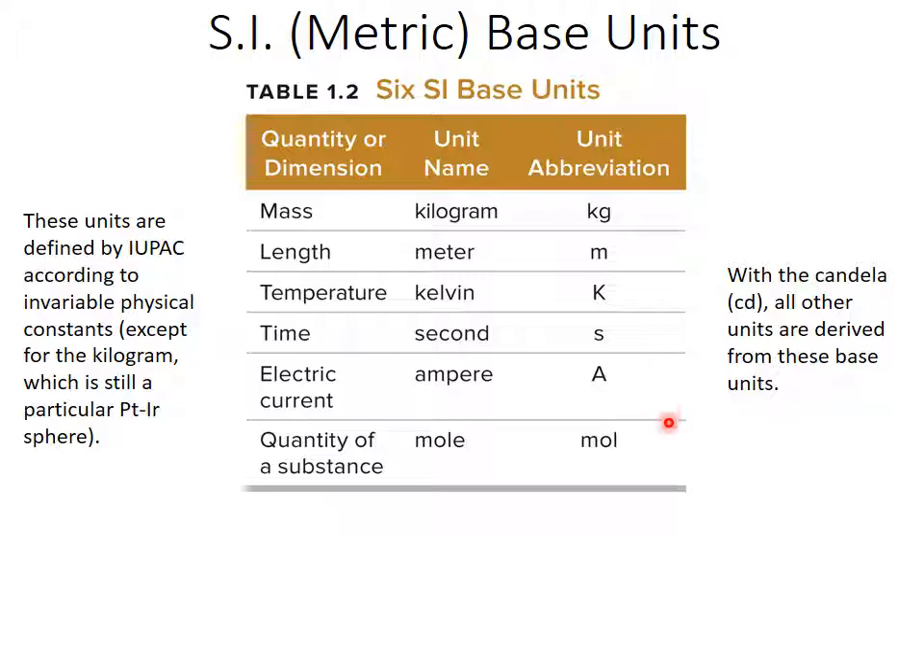From these units, all of the other units are derived. For instance, speed would be measured in kilometers per hour, or pressure is measured in 1 Newton per square meter, and a Newton itself is another derived unit, so you can get really complex with these things fast.